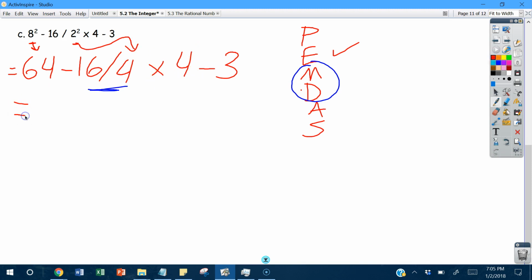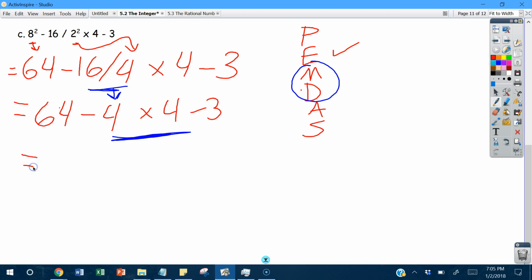So I'm going to bring down things that aren't having to do with that division, like the 64 and the minus sign, and then I'll do 16 divided by 4, which gives me 4, and then there's the multiplication sign, 4 minus 3. I haven't done any of that yet. So all I did here was I did the 16 divided by 4, and now I can tackle this multiplication. That's the next thing I need to do, and I'll bring everything else down that has nothing to do with the multiplication, like the 64 and the minus sign, and then I'll do 4 times 4, which is 16, and then I'll bring the -3 down because I'm not ready to do subtraction. So what I've done now is I've done the exponents, I've done the division, I've done the multiplication, and I can move on to adding and subtracting.